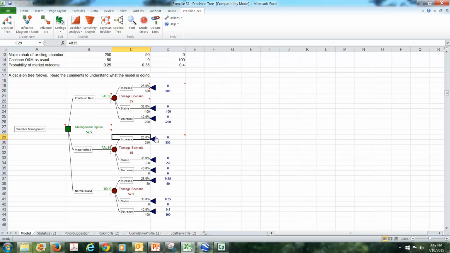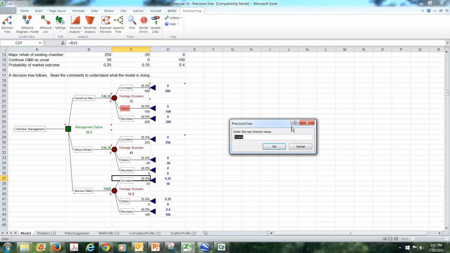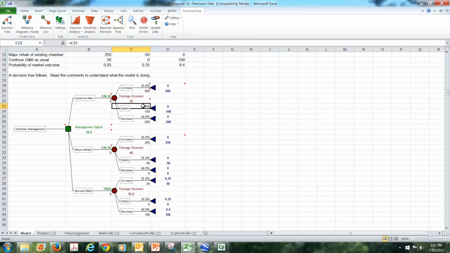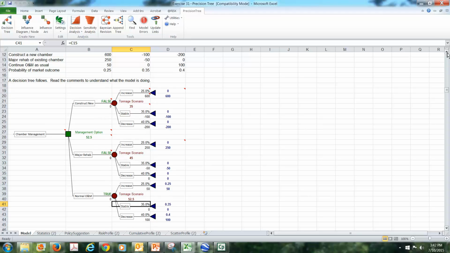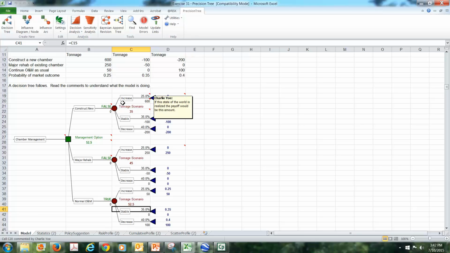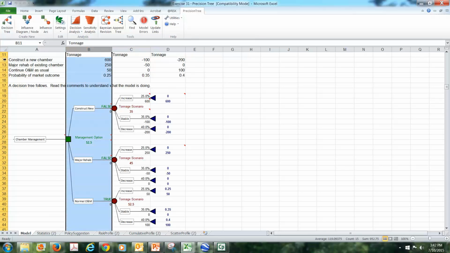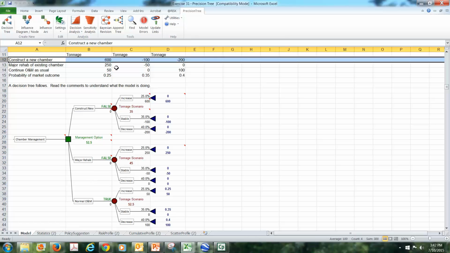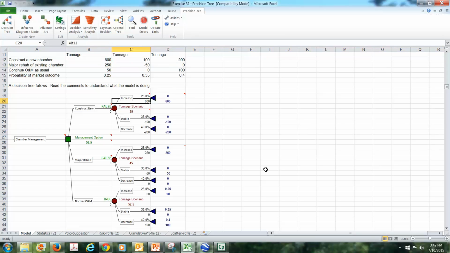So the 25% increase you'll see is consistent throughout the tree. The 35% probability of stable tonnage is consistent throughout the tree. And likewise the 40% possibility of a decrease in tonnage. Next, we have to put the payoffs. The payoffs go underneath the nodes. So if there is an increase in tonnage, that's this column, and there is a new chamber, that's this row, there would be $600 million. So that's where we put the payoff. So the payoffs go under this line.